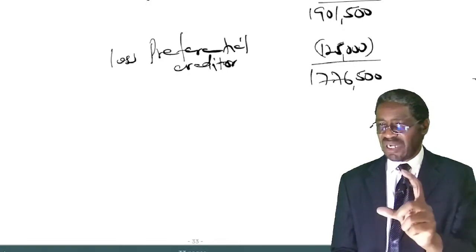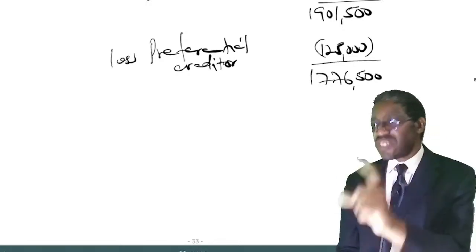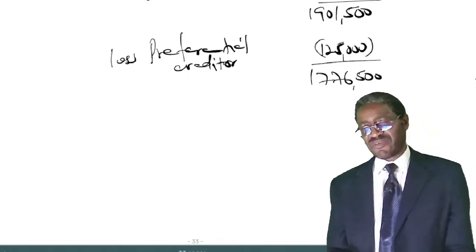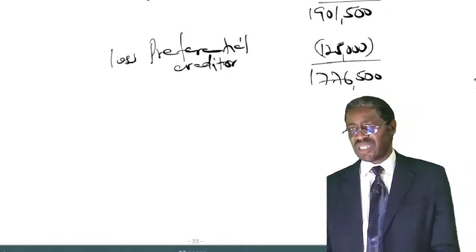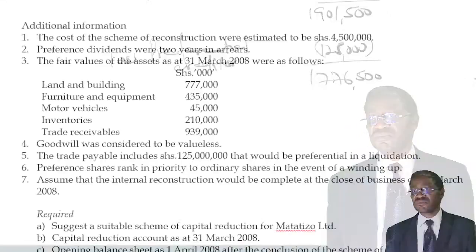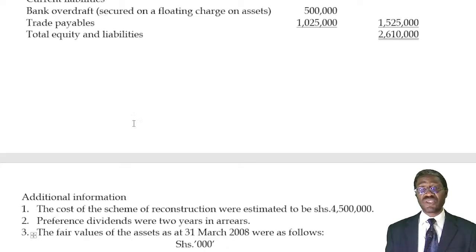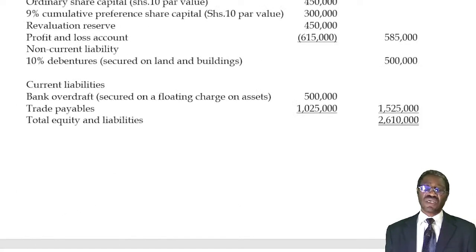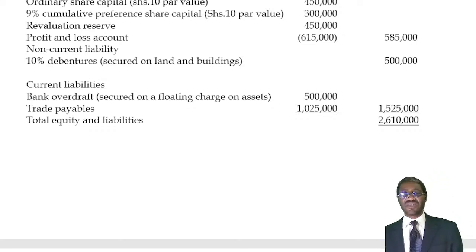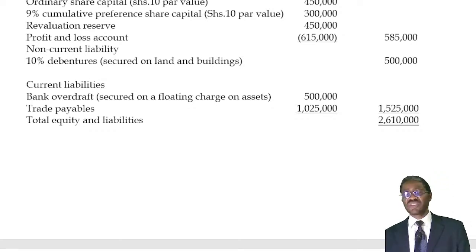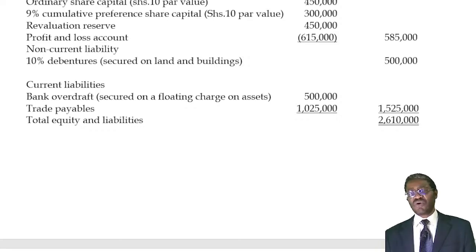when we were reading the balance sheet, our bank overdraft was secured on a floating charge. I think so. Let's confirm from the balance sheet. I think it was the one which was secured. There was a liability which was on a floating charge. Yes, I can remember now. Here it is. We are given among the current liabilities, bank overdraft secured on a floating charge. And the bank overdraft amounts to 500,000.